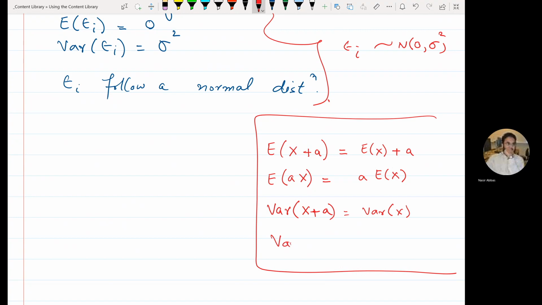But if I multiply by a constant, what will happen to the variance? The constant will come out squared. A squared times variance of X.